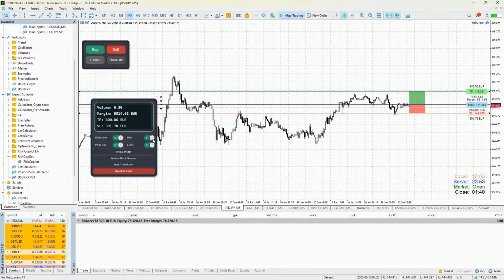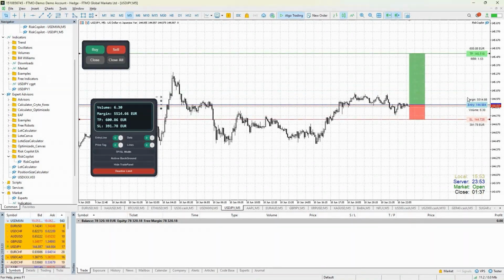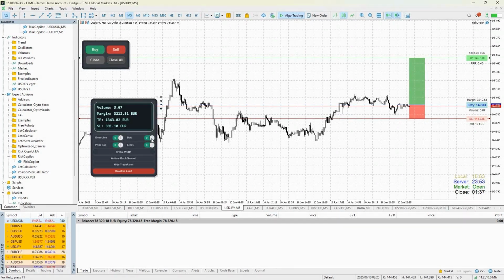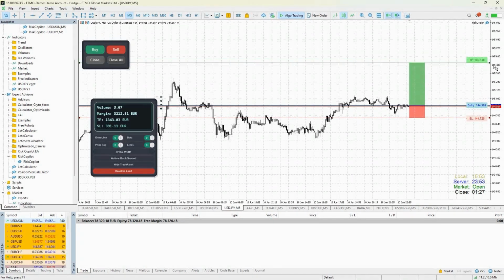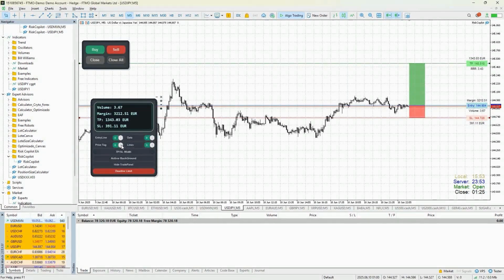Okay. Now this data toggle removes the data from here, that information in black. If you're not interested in seeing it, you can change it, and you can reactivate it. If you don't want to see the price tag, which is the tags at the price, you can remove them from here.